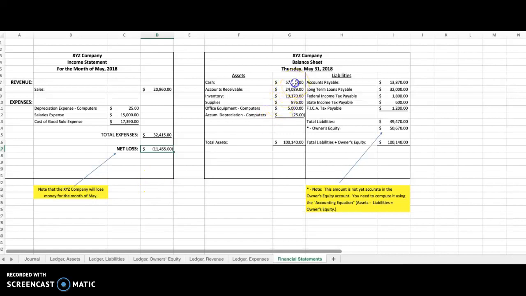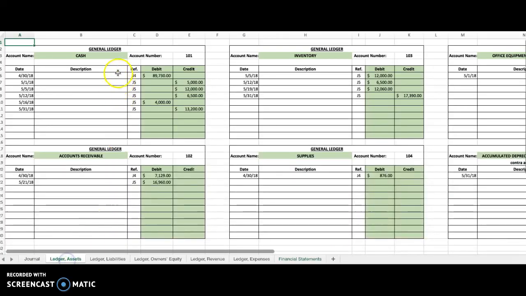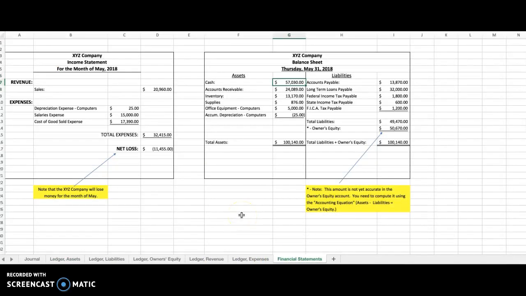Then you were to do the balance sheet. Again, you had to go to these accounts. If you looked at cash, there were a number of debits and credits in the ledger. If you add up the debits, add up the credits, you need to subtract the credits from the debits, and you end up with a new balance. So at the end of the month, cash has a debit balance of $57,030. At the end of April, we had $89,730 in cash. When you add up the debits and subtract the credits, we have now a little bit less than that. We have $57,030.